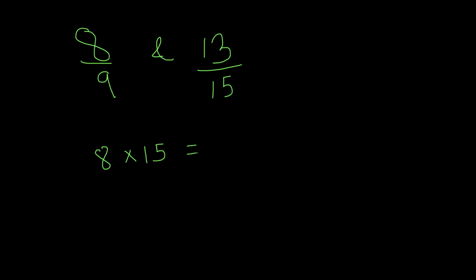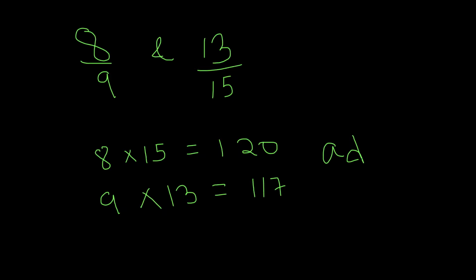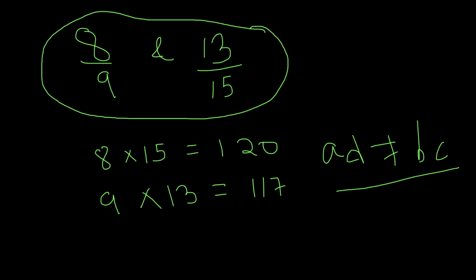Children, that we have 8 upon 9 and 13 upon 15. So how will we check? We will multiply 8 with 15. This will be 120, and we will multiply 9 into 13, and this will be 117. So in this case AD is not equal to BC. So what does this mean? That 8 upon 9 and 13 upon 15 are not equivalent fractions.